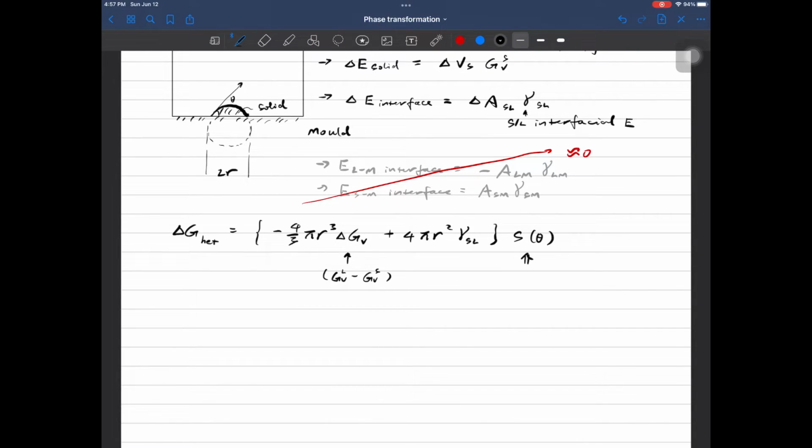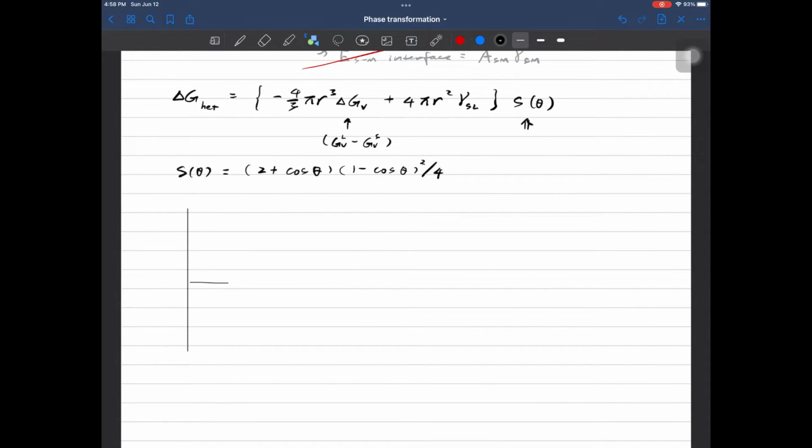This is because you don't have the perfect sphere anymore. You only have a small segment of that sphere. Mathematically, S(theta) is equal to (2 plus cos theta) times (1 minus cos theta) squared, divided by 4. One property of the S(theta) function is that it is less than 1.